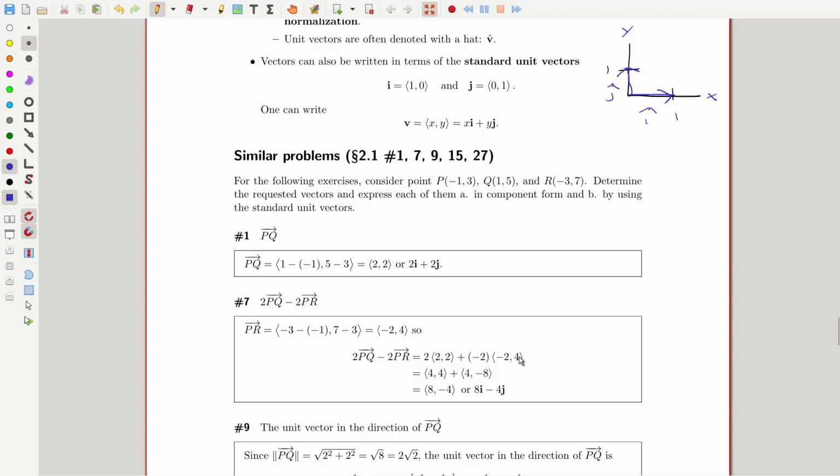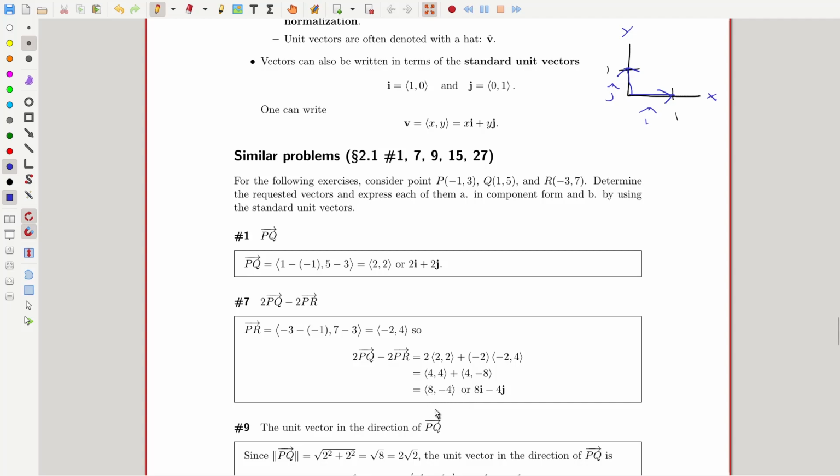Then on the next line, I'm using the way that scalar multiplication works. We have scalars outside of these vectors, and we can push them into the vector by multiplying each of the components. So 2 multiplies the vector (2, 2) and becomes (4, 4), and -2 multiplies and you end up with (4, -8) here. Lastly, we can add these two vectors component-wise. So 4 plus 4 gives you 8, and 4 plus -8 gives you -4.